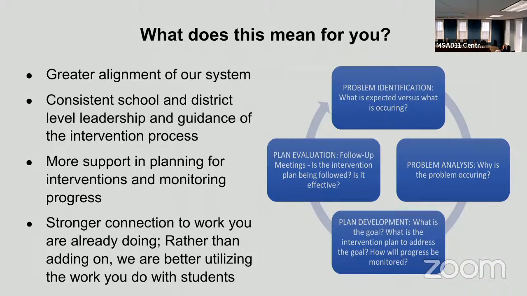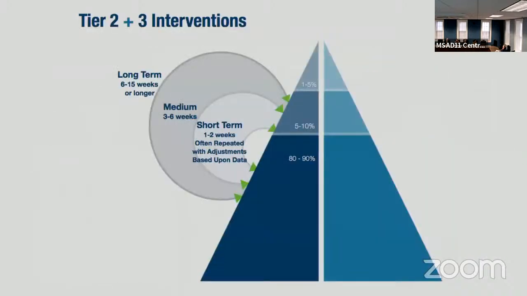The shifts have also allowed us to be more consistent at the school and district level, support planning and monitoring progress, and just better use the time and resources we have more efficiently. So that when they're doing these tier 2 interventions, some of our students only need 1 or 2 weeks with them, some need 6 weeks, and then we decide, do they need more intensive support or not?